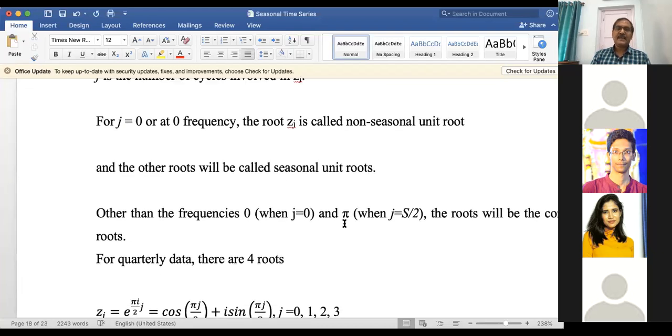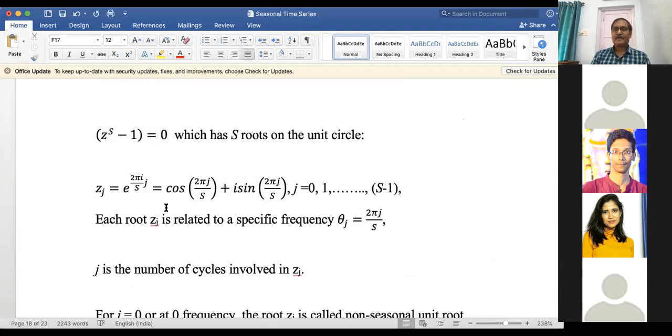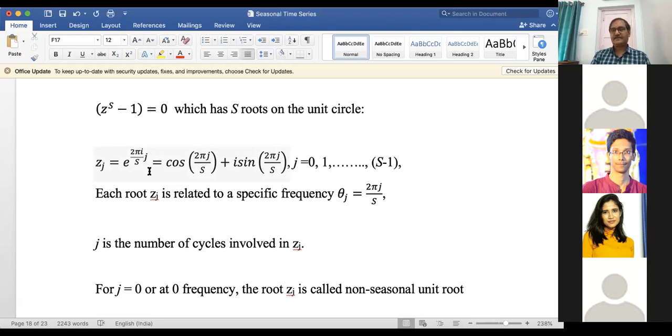Okay. Now, to clear the concepts more, let us consider quarterly data. So in the case of quarterly data, the value of s is equal to 4. So what will be the nature or the characters of the roots zj in the case of quarterly data? We can start with this expression, and in this expression, put the value of s equal to 4 first. You should work out independently the steps I am mentioning here. So start with this expression.